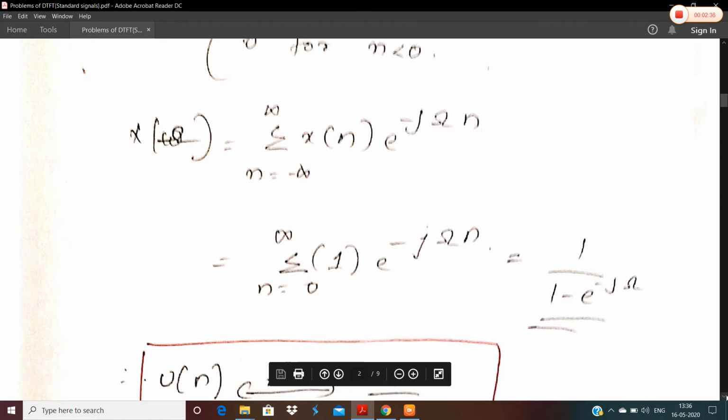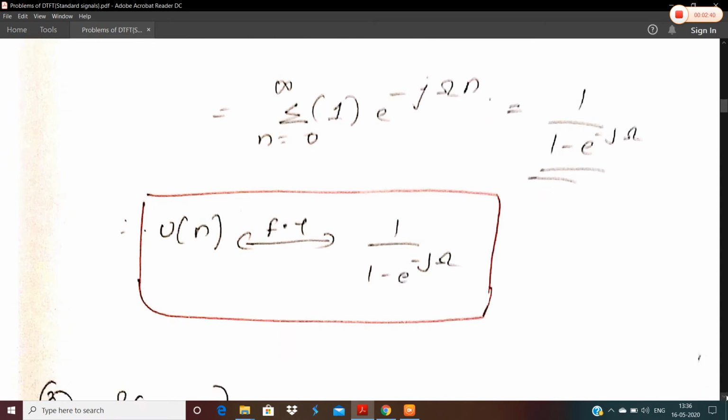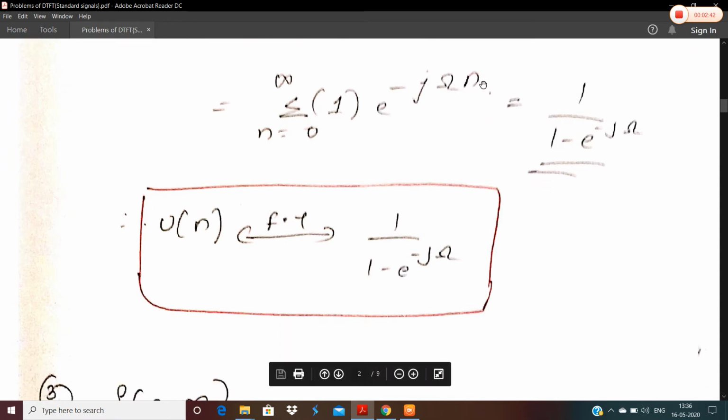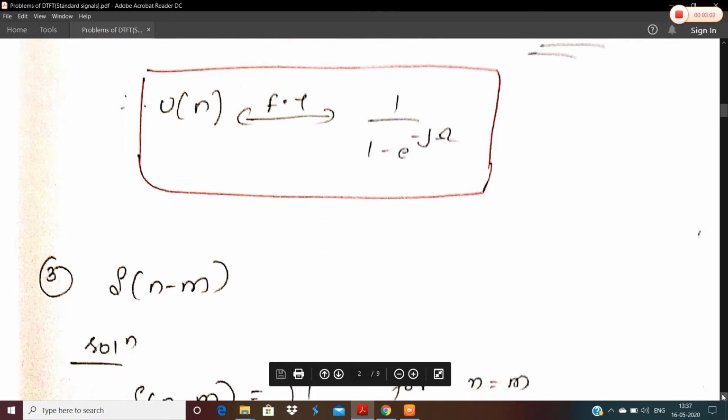Now to the above equation we can apply the infinite summation formula. It is of the form a raised to n, sigma n is equal to 0 to infinity, which is of the form 1 by 1 minus a. Here the value of a is e raised to minus j omega. So u of n will have the Fourier transform of 1 by 1 minus e raised to minus j omega, because it is of the form 1 by 1 minus a, where the value of a is e raised to minus j omega.